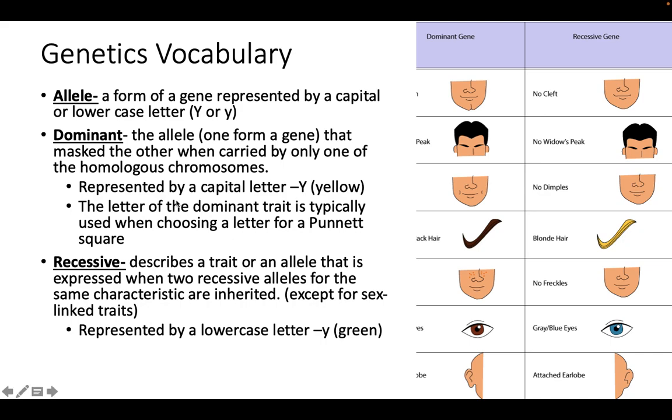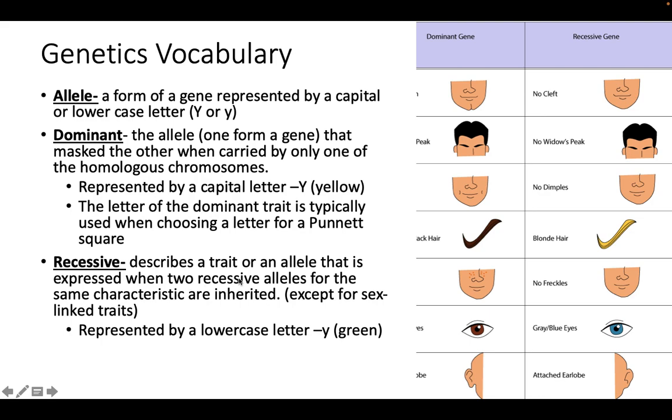We use a capital letter for it, and it's the dominant trait that is typically used when choosing a letter for a Punnett square. So if the color is yellow, we're going to use a capital Y. If the recessive color is green, it's going to be a lowercase y. So it's named based upon what the dominant trait is.